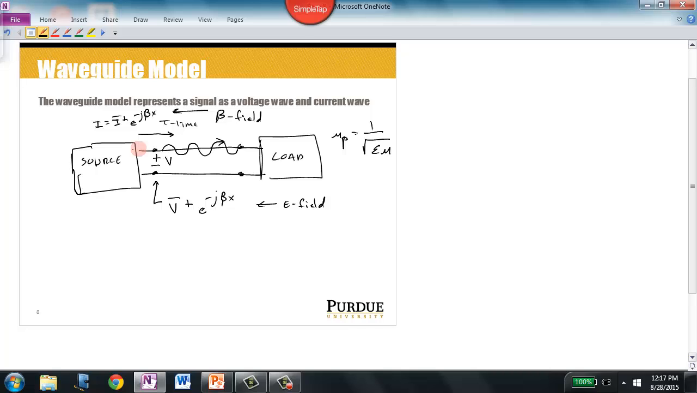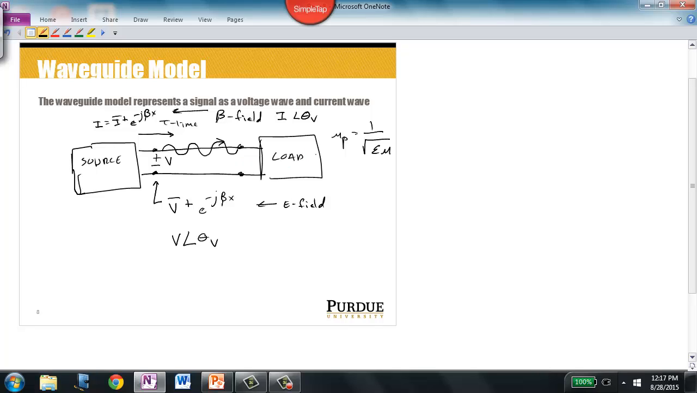As the signal travels along the transmission line, this voltage waveform is going to define both the magnitude and the angle of the voltage at any given point. So the magnitude and the angle of the voltage are going to change along position of the transmission line. And a similar thing can be said about the current. The magnitude and the angle of the current are going to change as a function of distance along the transmission line.